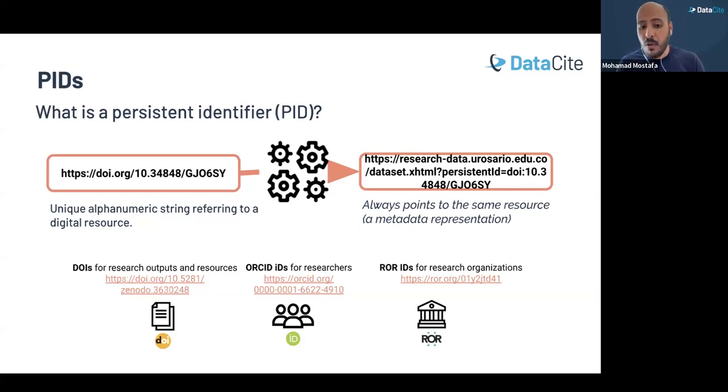The second type is persistent identifiers that can be assigned for people. In the context of academic research, we are talking about academic researchers and contributors. The most famous persistent identifier in that context is the ORCID ID. And then the third type, which is relatively new, is the Research Organization ID, the persistent identifier that can be assigned for universities and research institutions.